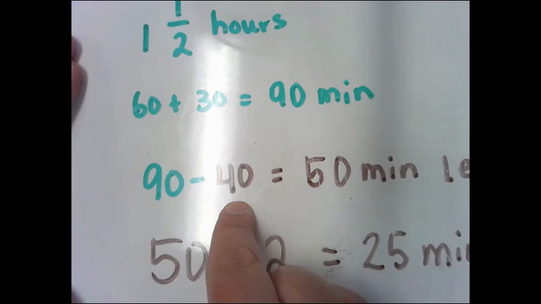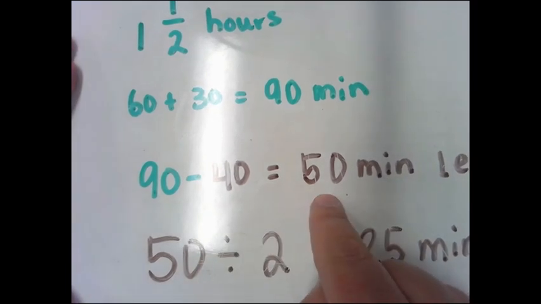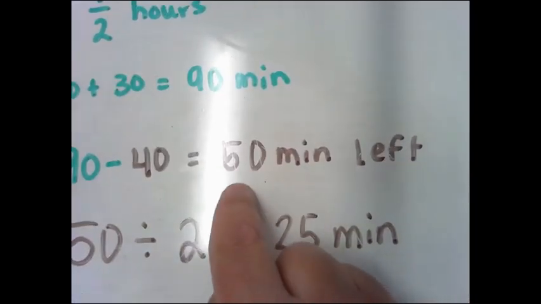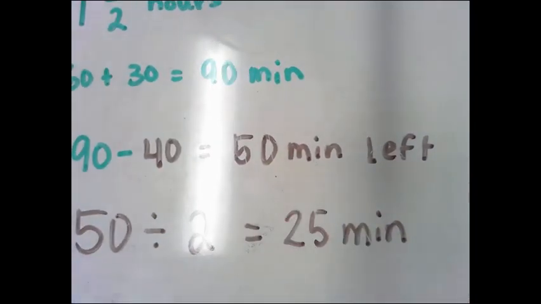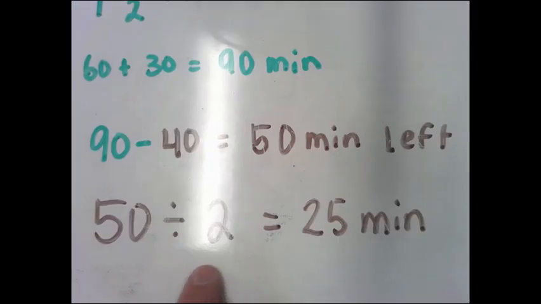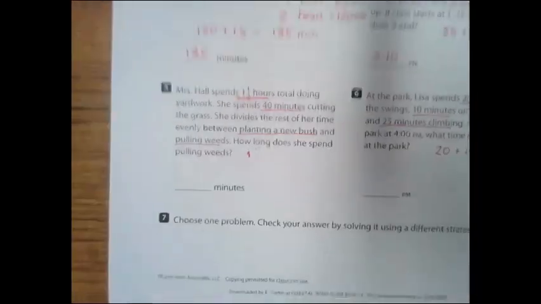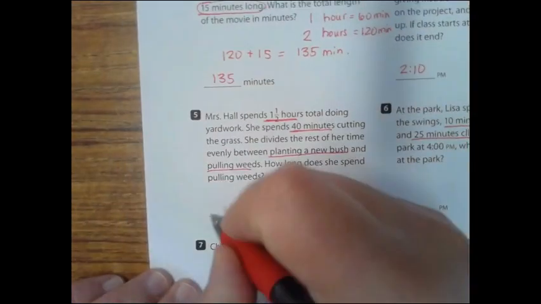Well, it took her 40 minutes to cut the grass, so she's left with 50 minutes. And what she did with those 50 minutes is she split it evenly between two things, planting the bush and pulling weeds. So that's why I did 50 minutes divided in half evenly, which gives her 25 minutes of time to pull the weeds and do the new bush. So our question is, how long does she spend pulling weeds? Well, that's 25 minutes.